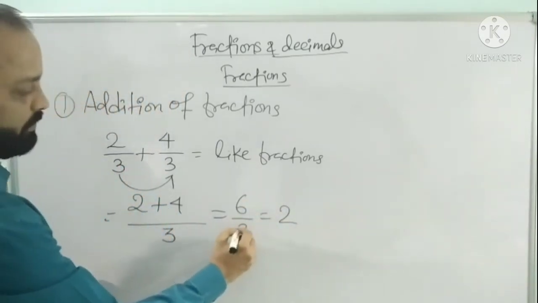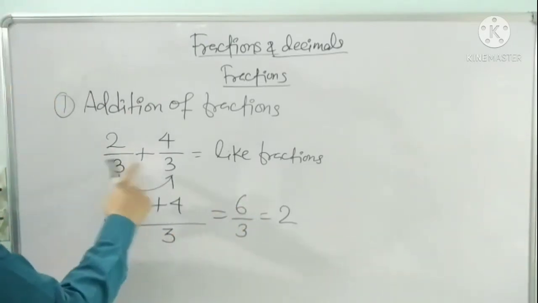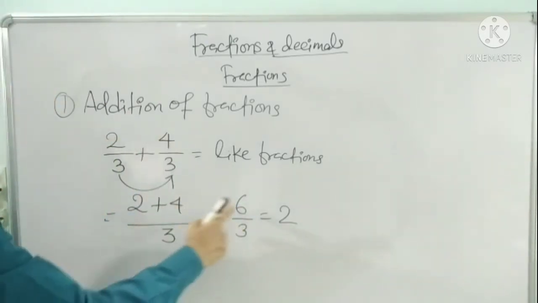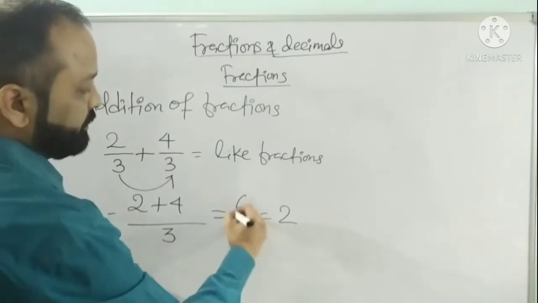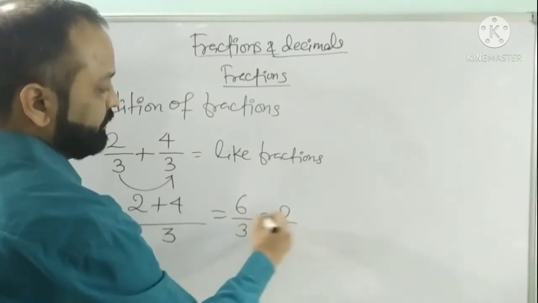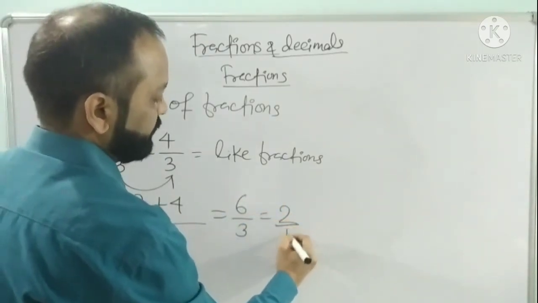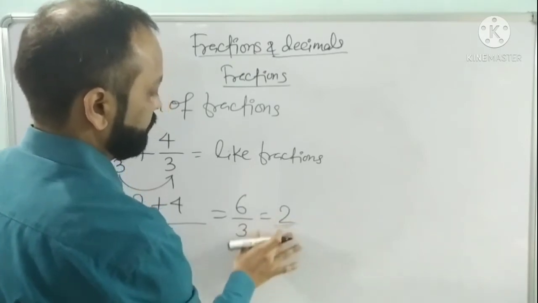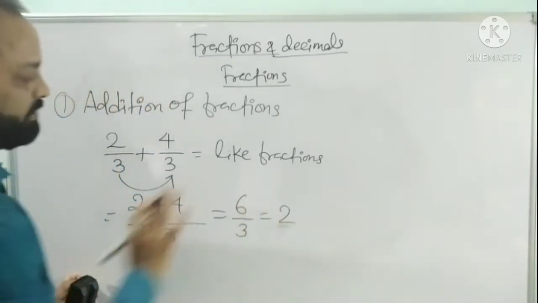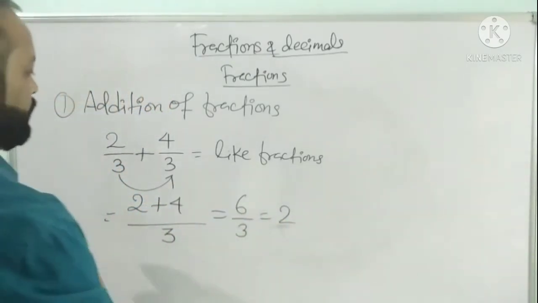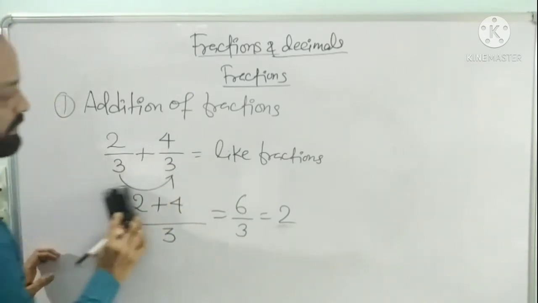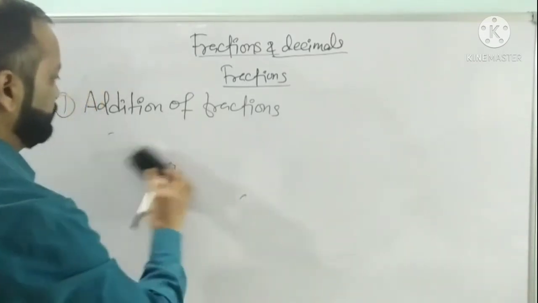Whenever here 3, 2 plus 4, 6 by 3, so when we cut the 6 by 3, we will get 2, or we can also write it as, so we will get 2. This is an example of like fraction.